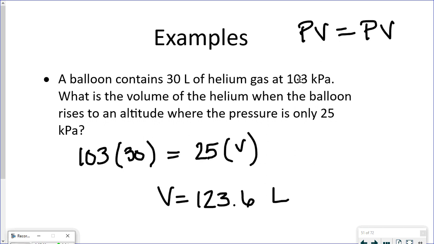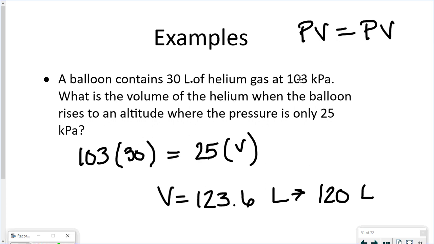And generally, you're going to be given more sig figs than I gave you. 30 liters, I'd probably have a decimal there where it's 2 sig figs. The 103 kPa has 3, 25 kPa has 2. So we would round our answer to 120 liters with the appropriate number of sig figs.